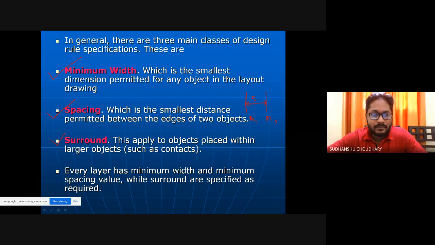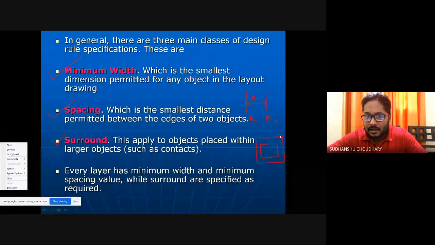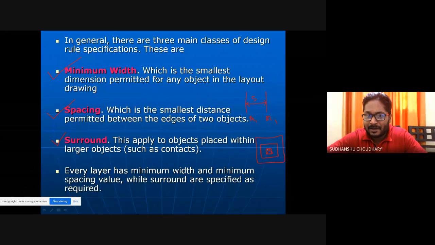Similarly, there are rules for surround also. Let's say I have an active region here, that is, a source and drain diffusion region. The outer box is, let us say, my source or drain diffusion region. Then inside that diffusion region, I have a metal line, and this metal line and the diffusion region are connected by a contact. Normally a contact is represented by a cross.